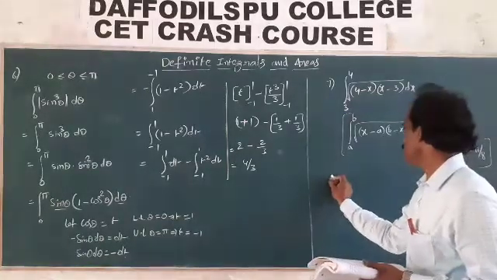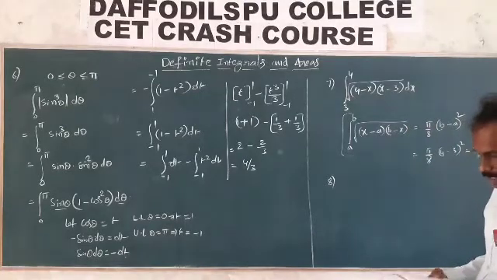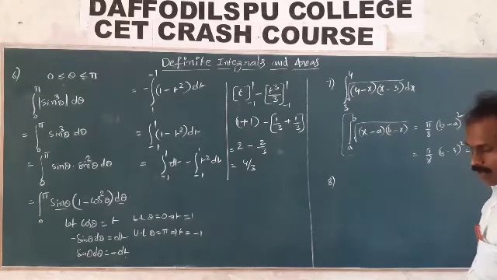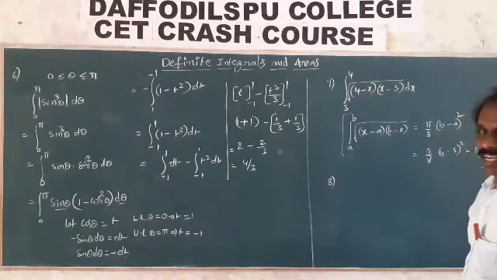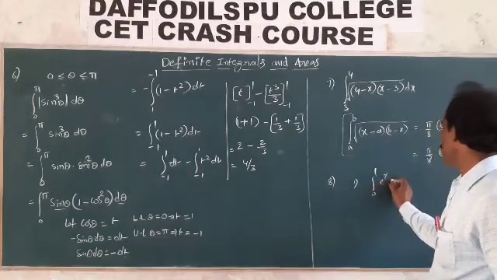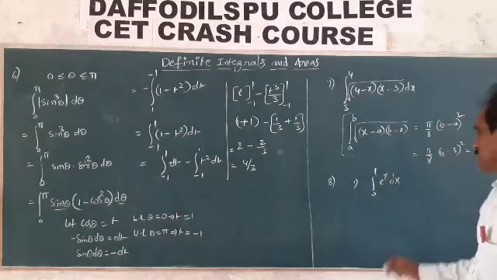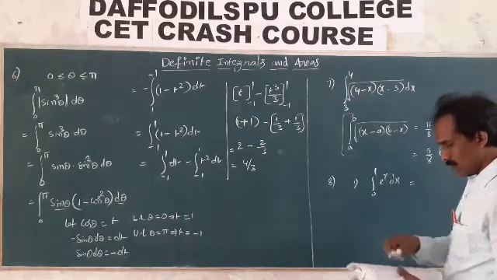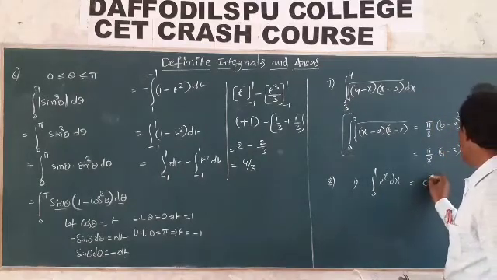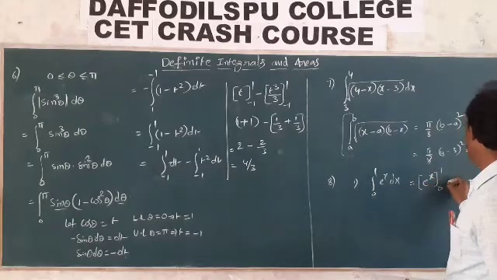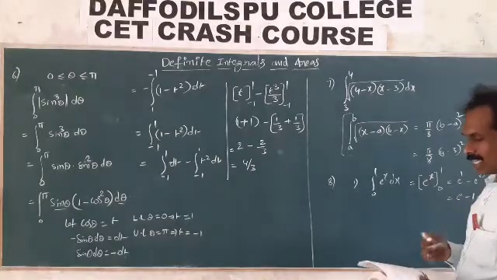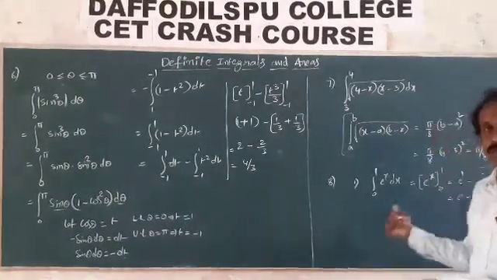Next, the 8th question. Which of the following is true? First option: the integral from 0 to 1 of e power x dx. Okay, what is this? The integration of e power x between 0 and 1 is e power 1 minus e power 0, that is e minus 1. Given the answer is different, so the first option is wrong.